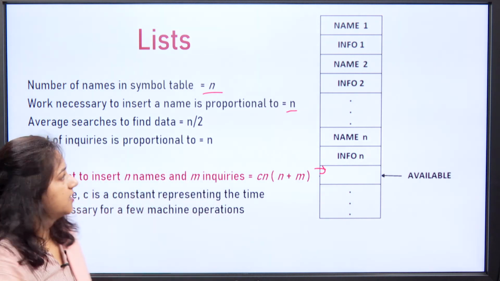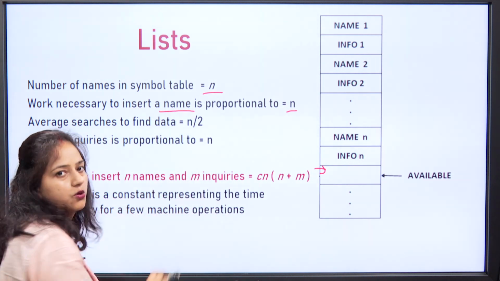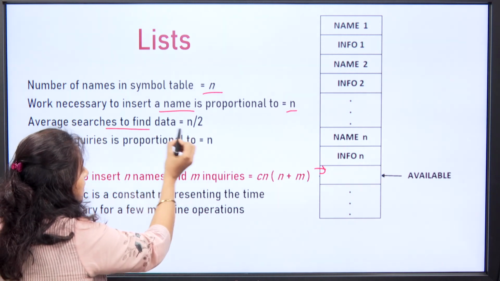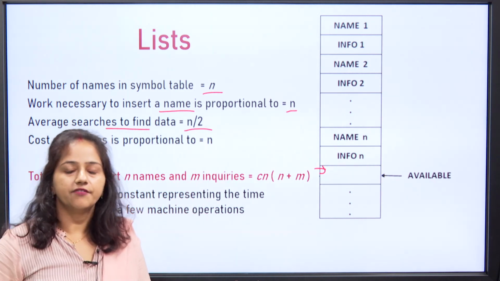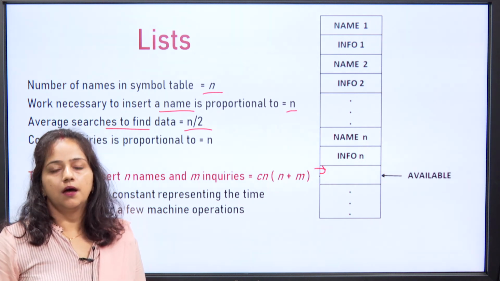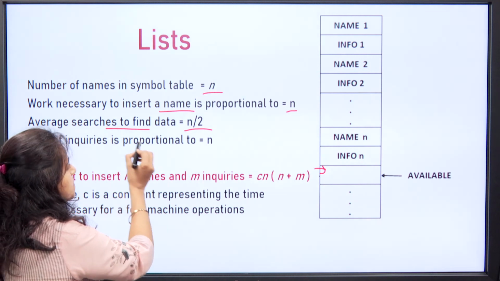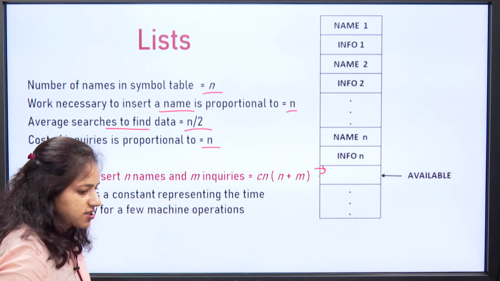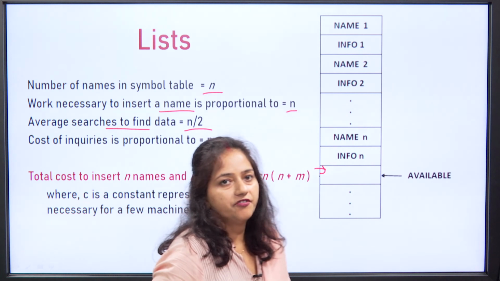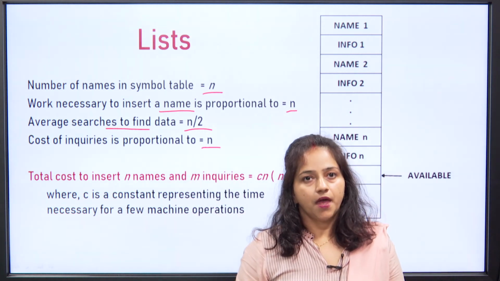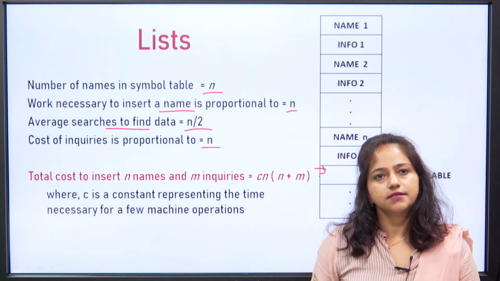So, work necessary to insert the name is proportional to n. Now, average searches to find the data will be n by 2. On an average we can search the elements by n by 2. Now, next is cost for inquiries is proportional to n. So, cost of inquiries is equal to work to insert actually, and this will again be equal to n, and average search we know that is n by 2.